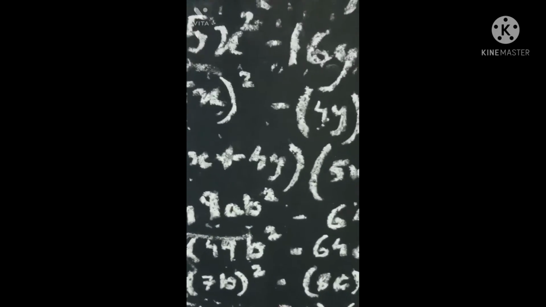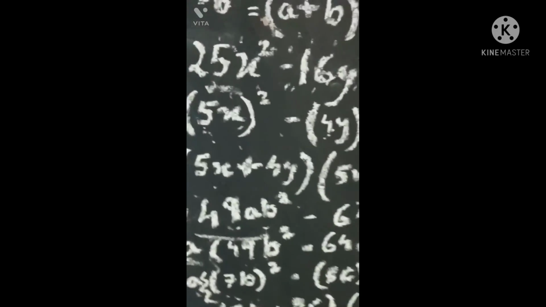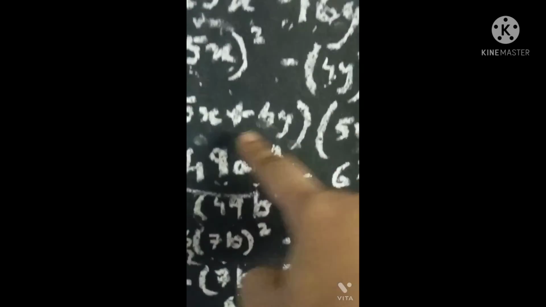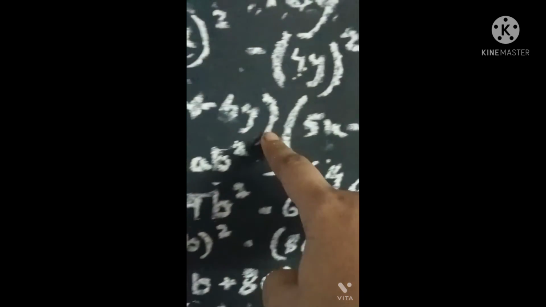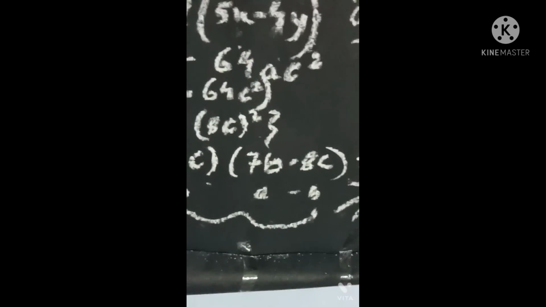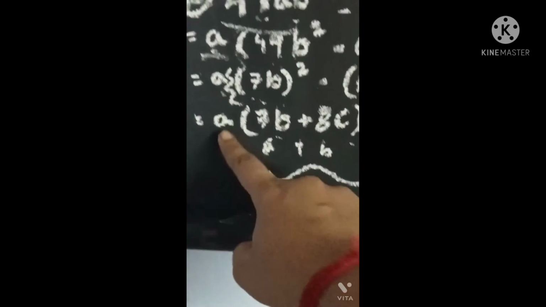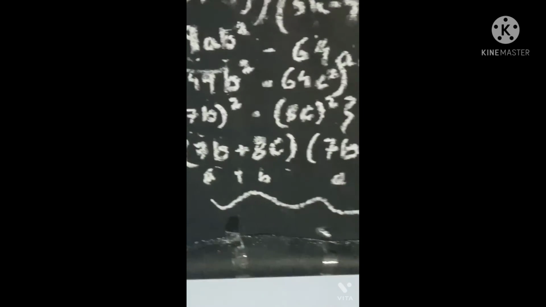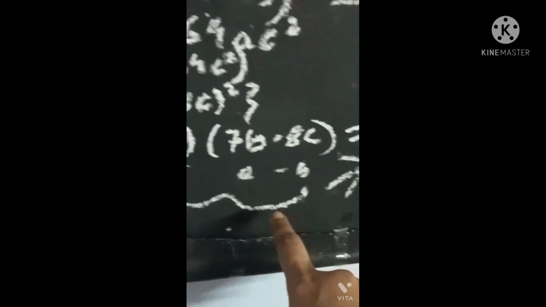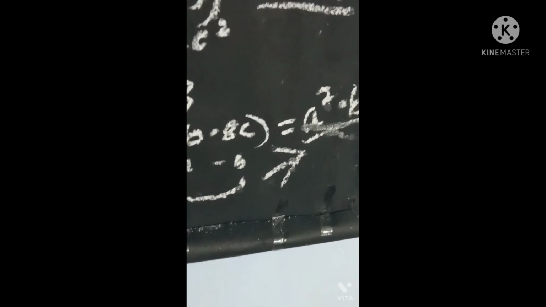I have shown you what the rule is, a plus b into a minus b, and shown you two different sums. First this one, 25x square minus 16y square, that was also coming 5x plus 4y into 5x minus 4y, which is a plus b into a minus b. And the next sum is also coming, 49ab square minus 64ac square. That sum also coming, a outside and 7b plus 8c and 7b minus 8c. So a plus b into a minus b has also come from a square minus b square. So I hope that you all can understand.